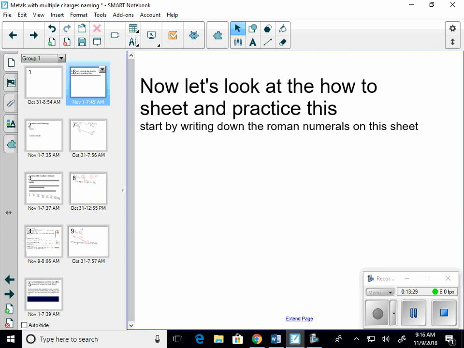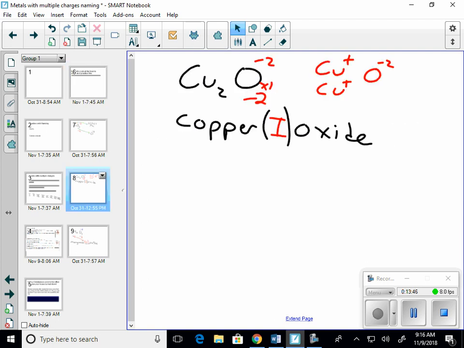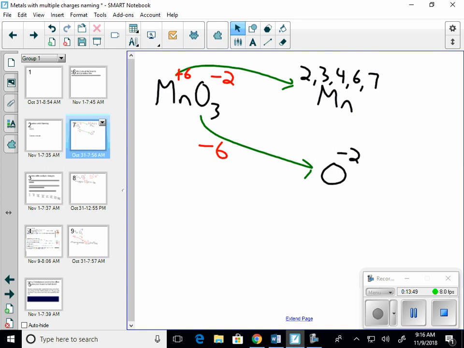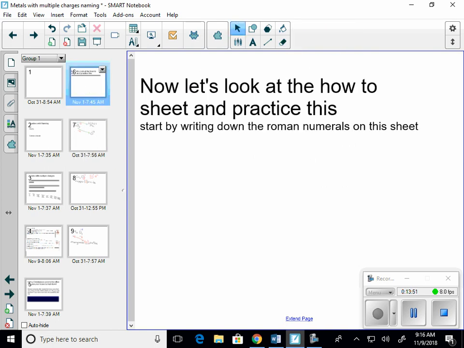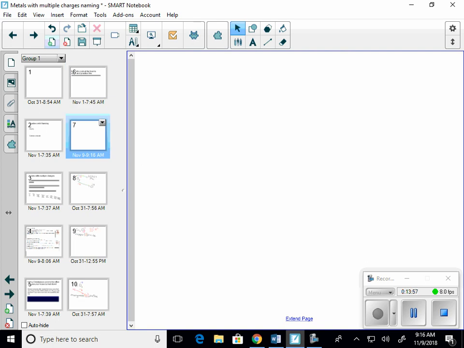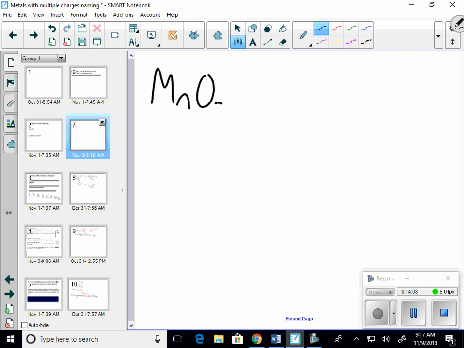On the way in, you picked up a worksheet that was titled Nomenclature for Ionic Binary Compounds Type 2. I'd like you to have out that worksheet. Again, I'm not going to read the top part of the directions. I'm going to go straight to the practice problems to show you what we need to do. The first question gives you the formula of MnO3.